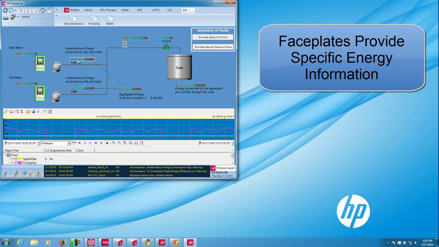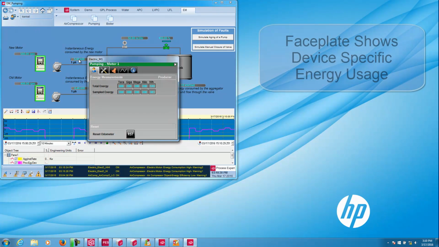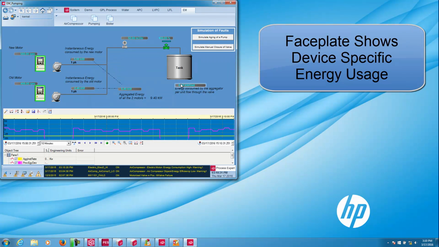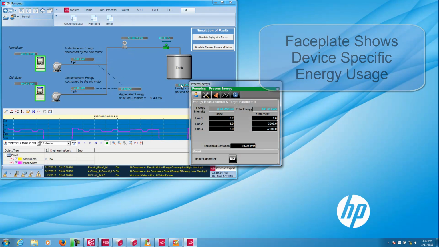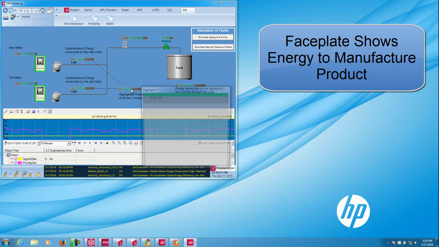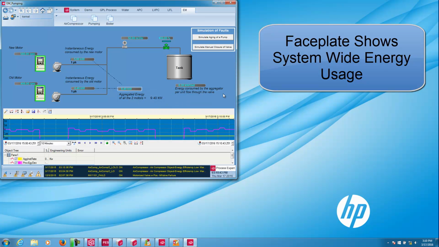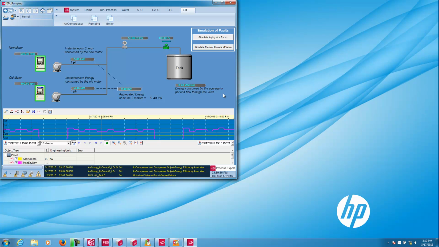we're going to ultimately define for you how much energy is used by the device, how much energy it takes to make the product, and how much energy it takes for the overall process itself, all the components. So let's take a look at the very first part.